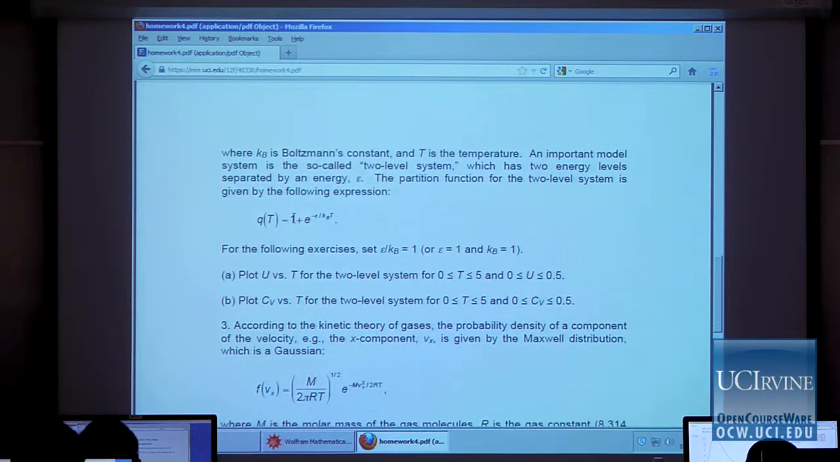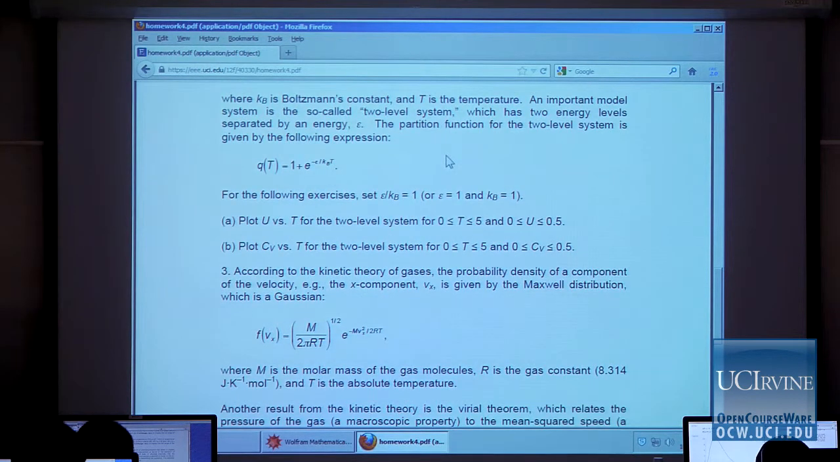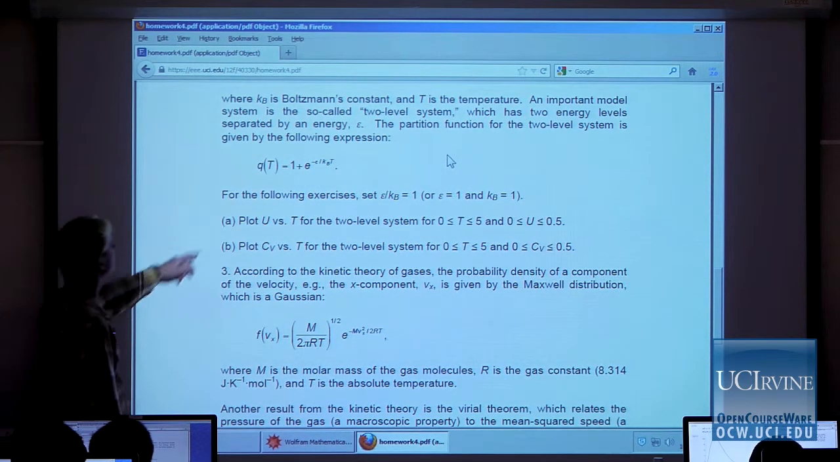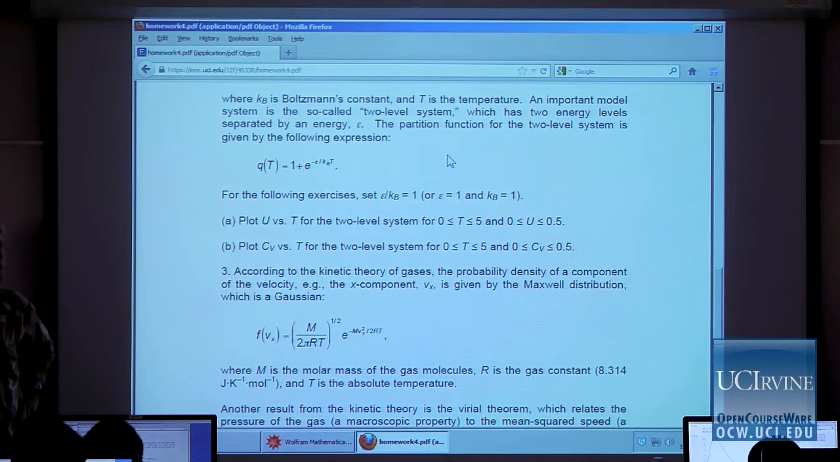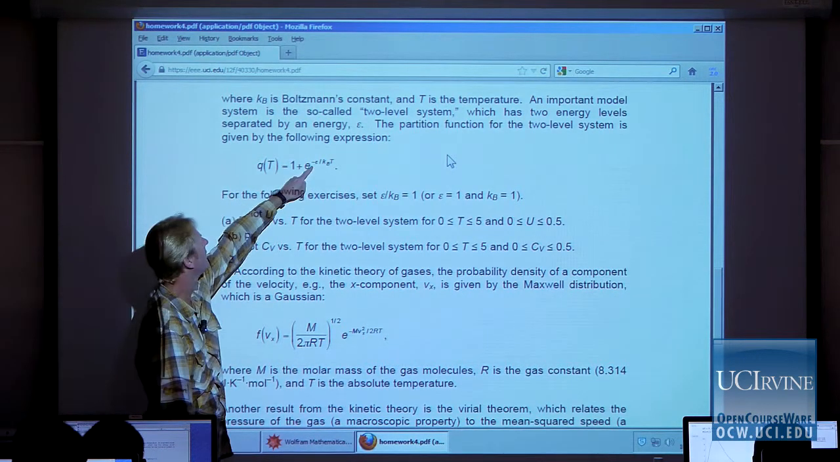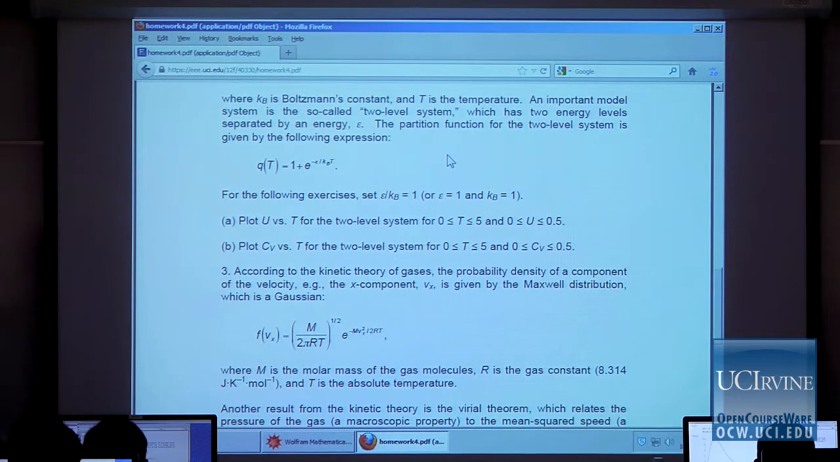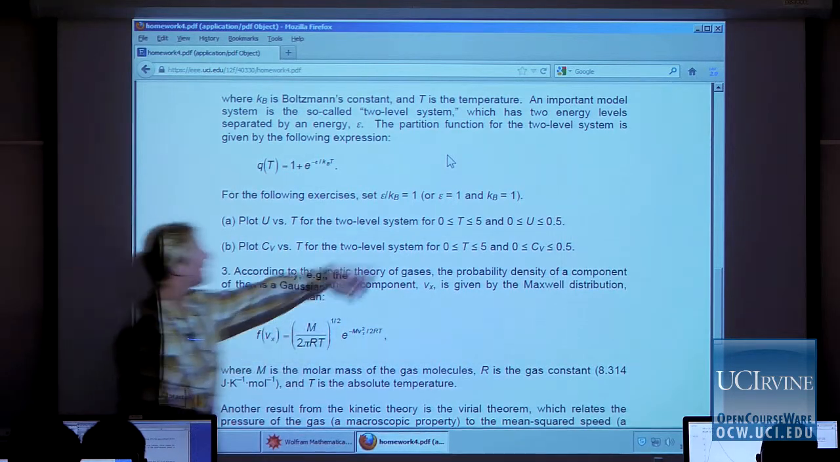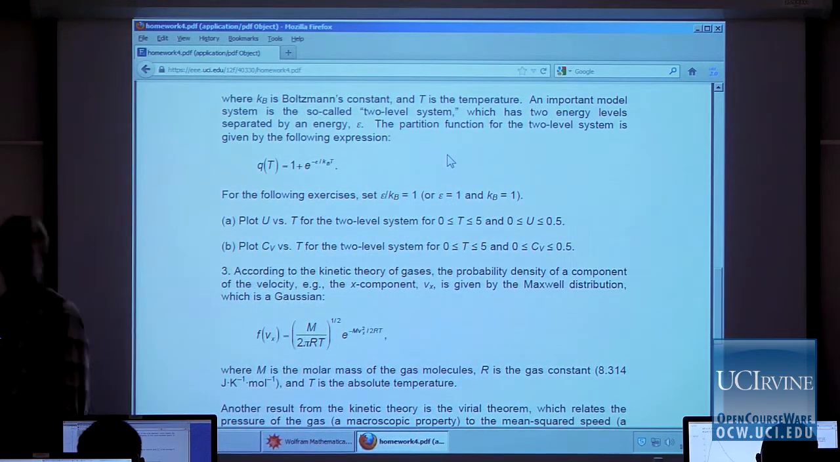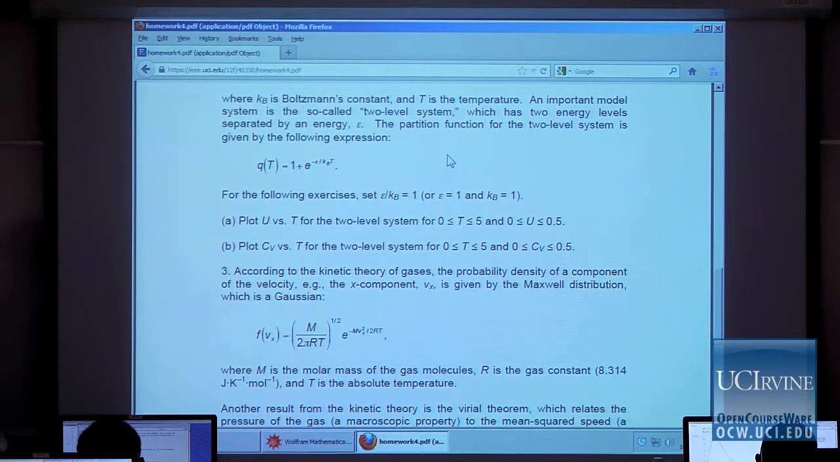All right, so the particular system that you're going to study here is the so-called two-level system, which is a model system that's used a lot when you talk about NMR. So for example, NMR of spin 1/2 systems, maybe you learned this in organic chemistry. There's two spin states, and they're separated by an energy, which I'm calling epsilon here. All right? And so what I want you to do is define this function, and you can go ahead and set epsilon equal to 1 and Boltzmann constant equal to 1, because the important part here is the temperature dependence.